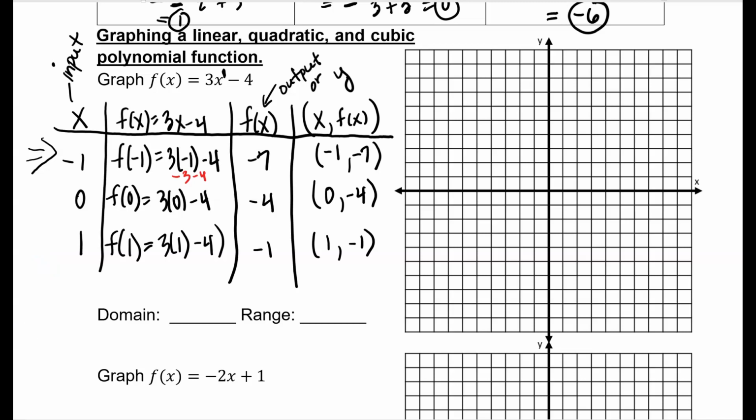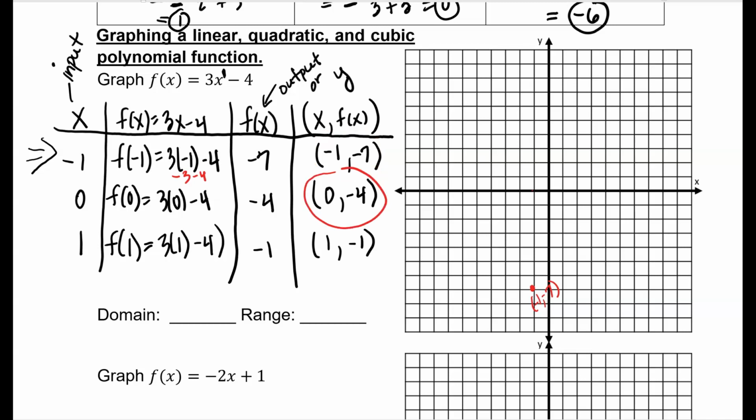Now let's plot the points. So let's first plot the point -1, -7. So we're here in the center. That's called our origin. We're going to move 1 unit to the left. And then we're going to move 7 units down. So 1, 2, 3, 4, 5, 6, 7. And we're going to plot our point there. That's -1, -7.